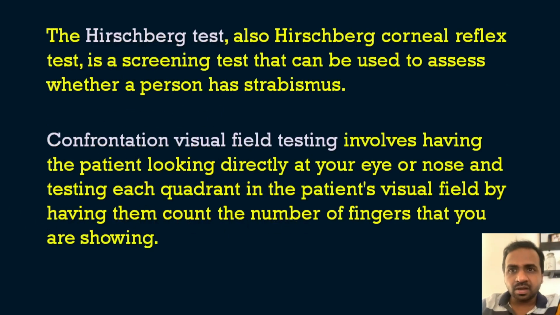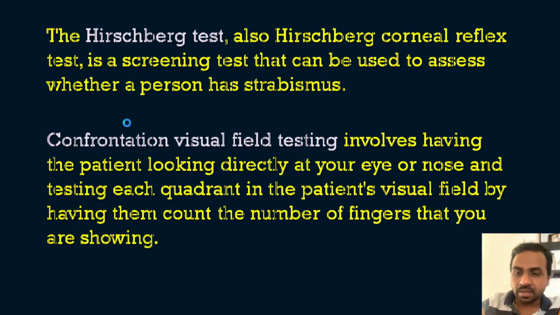The Hirschberg's test, also known as the Hirschberg corneal reflex test, is a screening test that can be used to assess whether a person has strabismus. And the other options, we will see what a confrontation test is. Confrontation visual field testing involves having the patient look directly at your eye or nose and testing each quadrant in the patient's visual field by having them count the number of fingers that you are showing. So it is a basic test for visual field testing. Hirschberg for strabismus, confrontation for visual field.